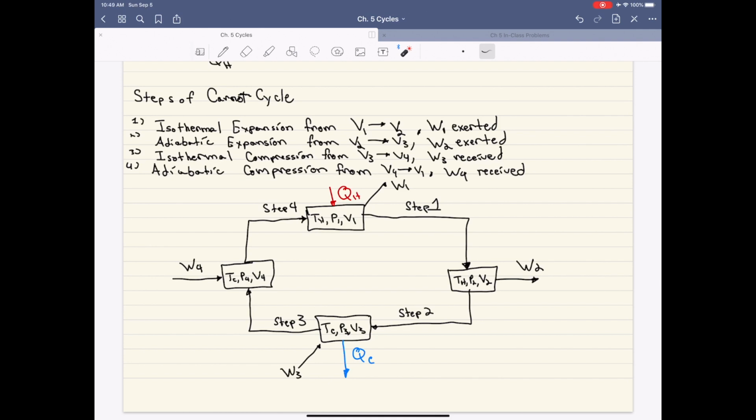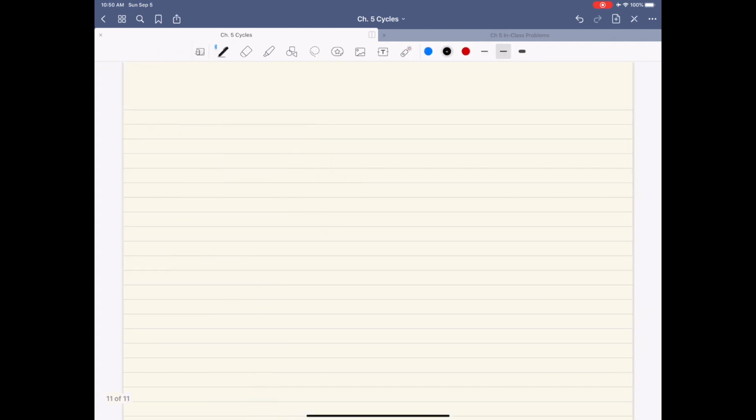Now this problem wants us to calculate the work and the heat that are required for each step of the Carnot cycle. A good way to organize all our data is by setting up a table. I'm going to set up a table where the first column is just going to be each of the different steps.